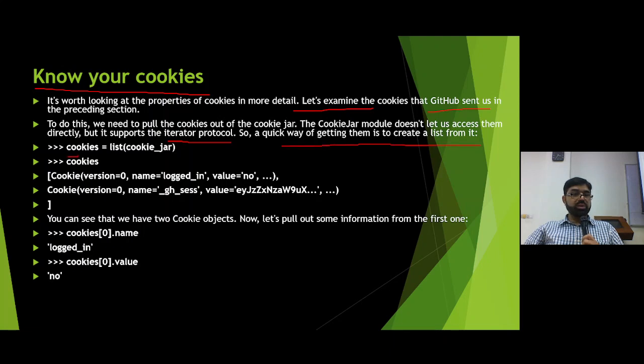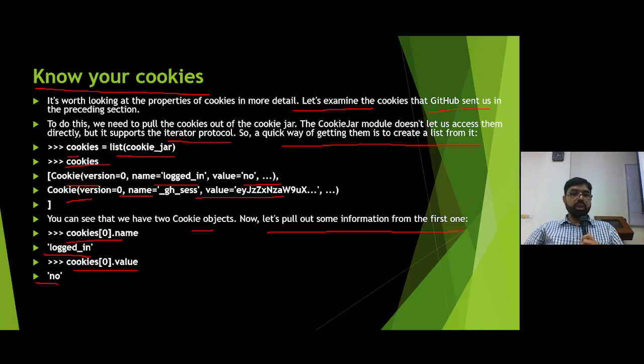cookies equal to list(cookie_jar). Then we write the cookies, so we get the cookie version, name, login, then the cookie version, all these details. So these two cookies are available. You can see that we have two cookie objects. Now let's pull some details out: cookie 0 dot name. The name is logged_in. Okay, and cookie 0 dot value.